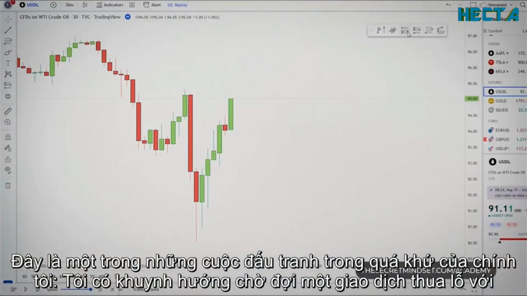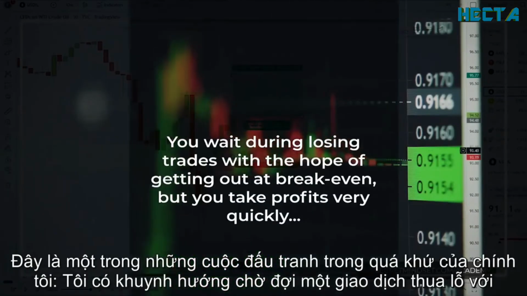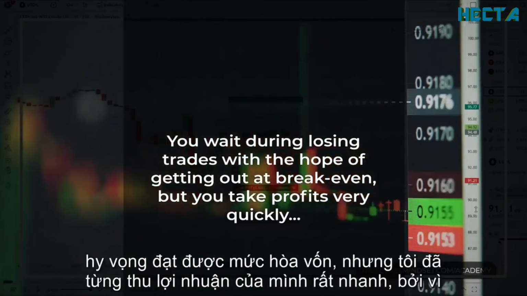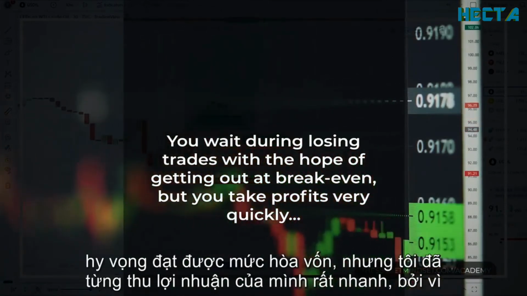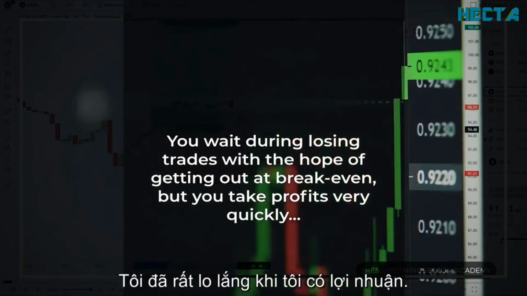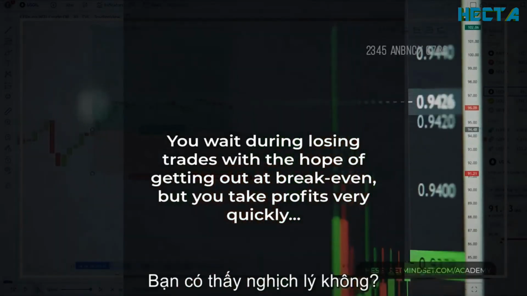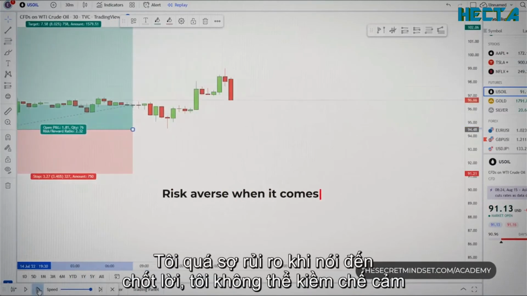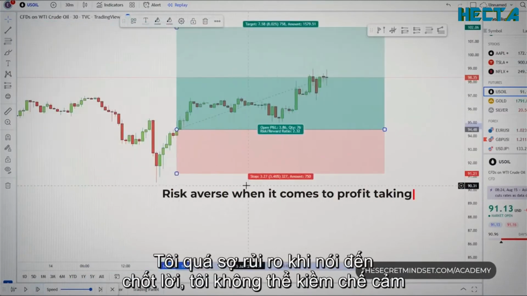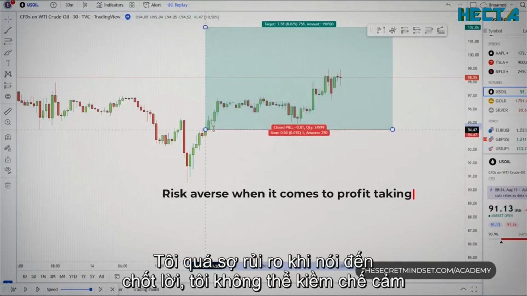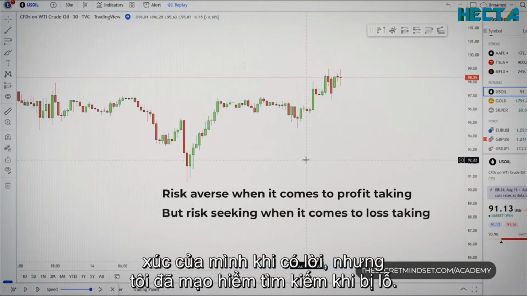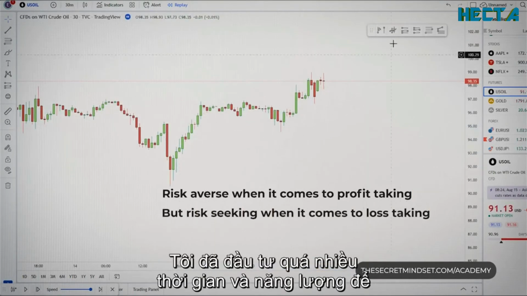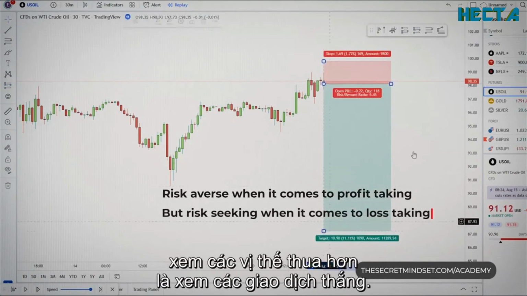Here's one of my own past struggles. I had an inclination to wait on a losing trade with the hope of getting out at break-even, but I used to take my profits very quickly because I got very anxious when I was in profit. It was very frustrating. Do you see the paradox? I was being too risk-averse when it came to profit-taking. I wasn't able to contain my emotions when in profit, but I was risk-seeking when it came to loss-taking. I have invested an excessive amount of time and energy watching losing positions rather than watching winning trades.